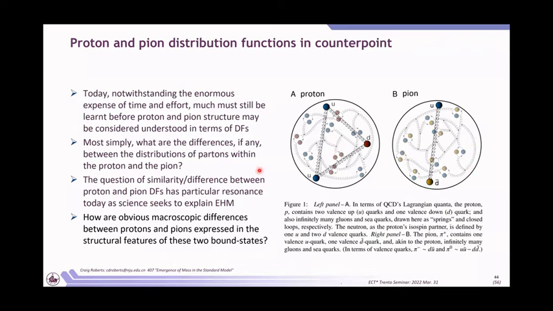The question of the similarity and difference between the proton and the pion has particular resonance today as we seek to understand emergent hadron mass. We have many macroscopic differences, and we'd like to see how these things are expressed in microscopic structural features of these two very basic bound states.